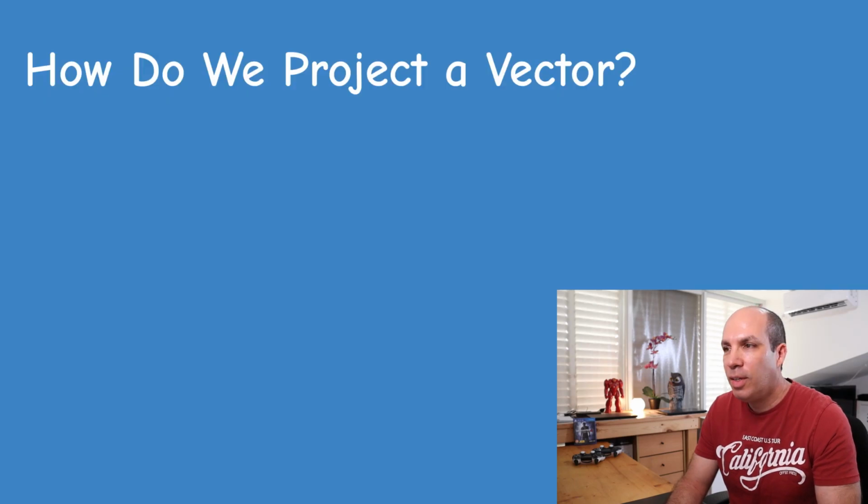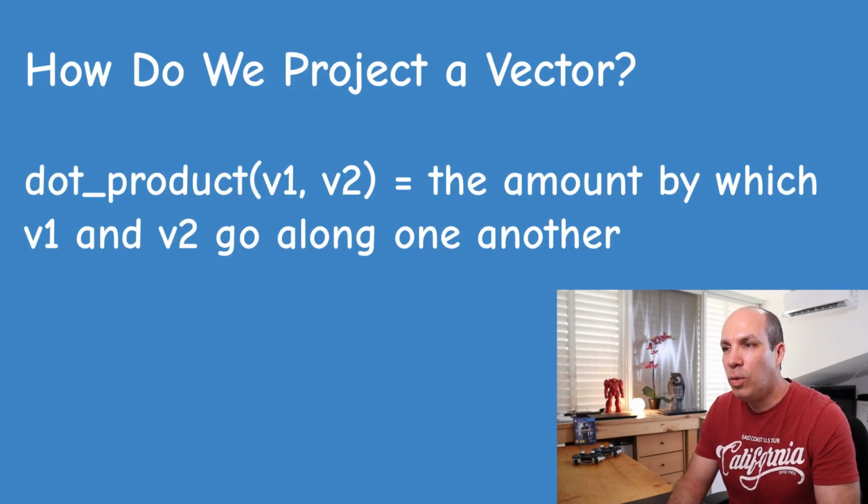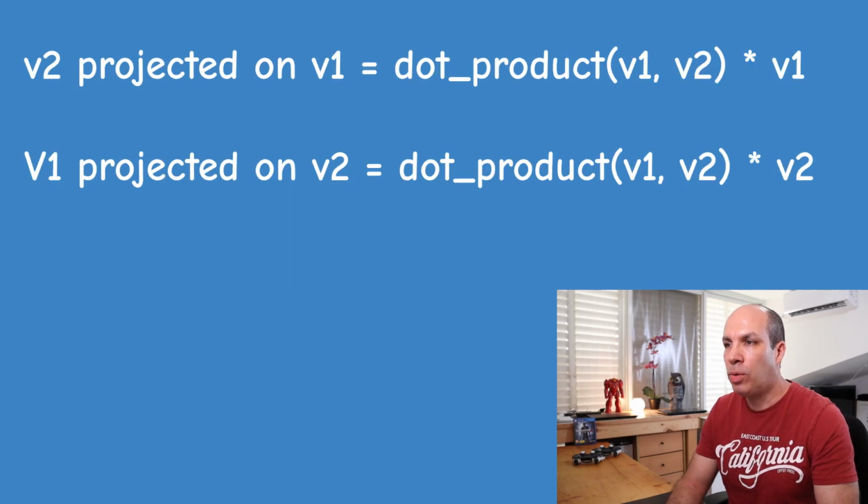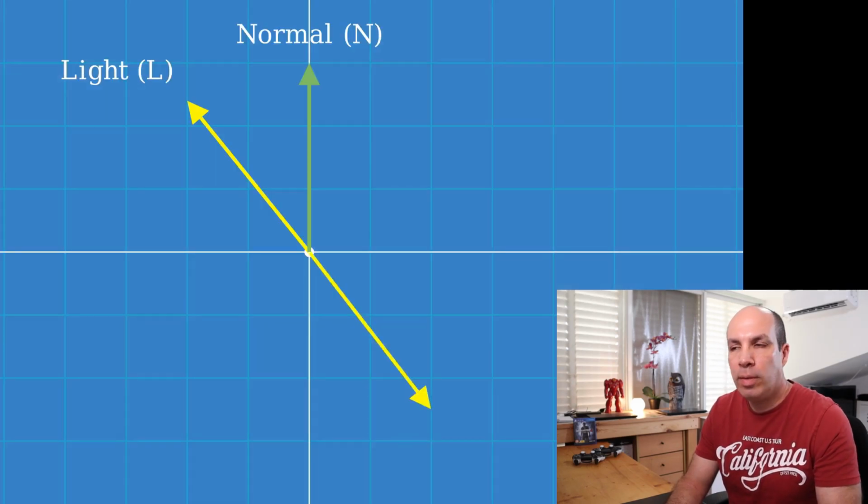Surprise, surprise! The vector projection is also calculated using the dot product, which gives us the amount by which one vector goes along the direction of the second vector. Since the dot product results in a simple scalar value, we have to multiply it by one of the participating vectors to get the actual projection of the other vector on the first vector. In this case, we multiply the result of the dot product by the normal, so we get the projection of the light vector on the normal.